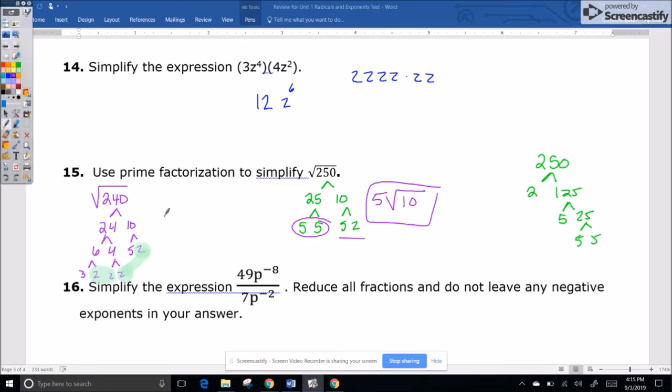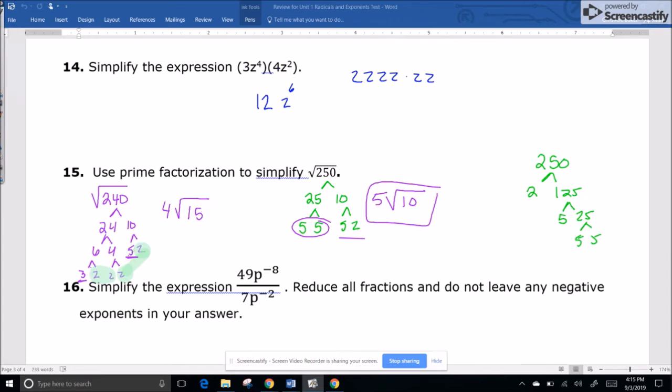So 2 times 2 is 4, and then my leftovers are the 5 and the 3, so that's going to give me 15. So do you see how that part's different? If you have two groups, like a group of 2's and another group of 2's, they multiply on the outside to give you 4. And then my leftovers are going to multiply on the inside to give me 15.